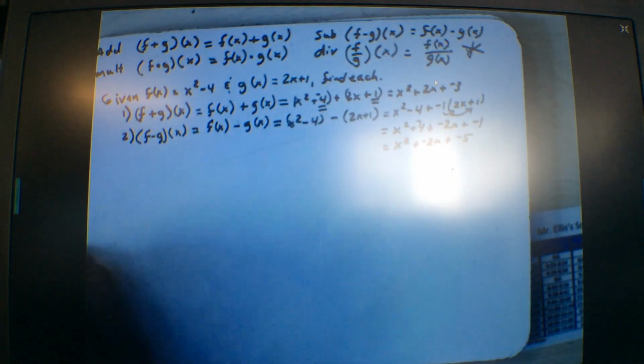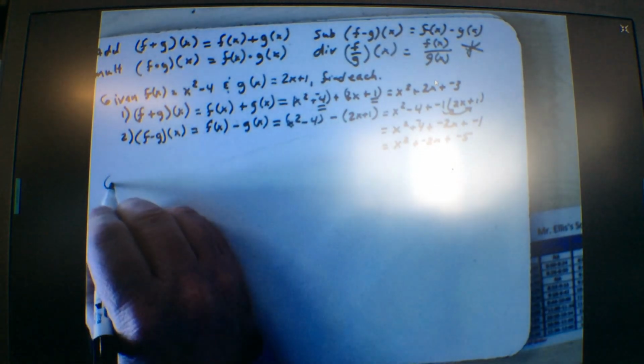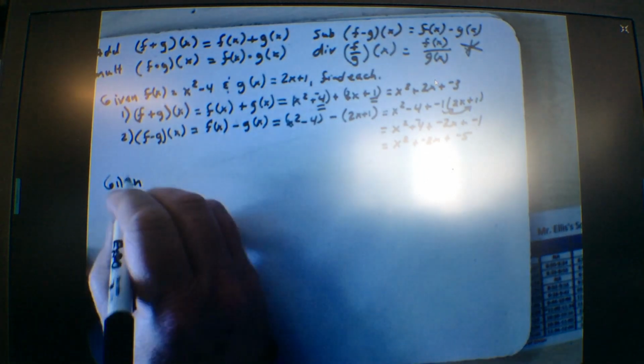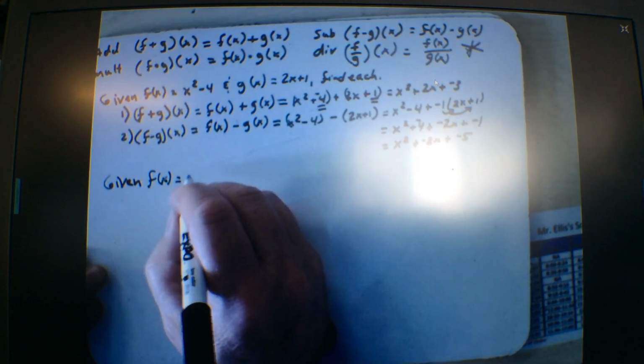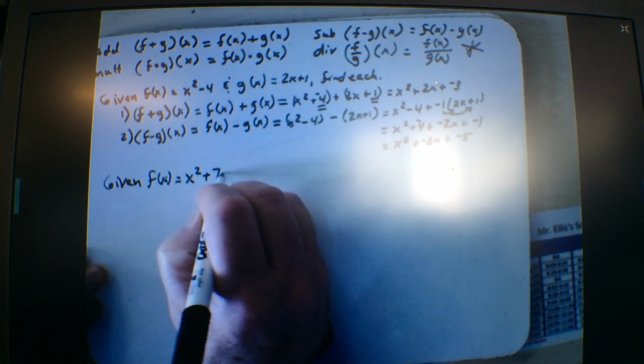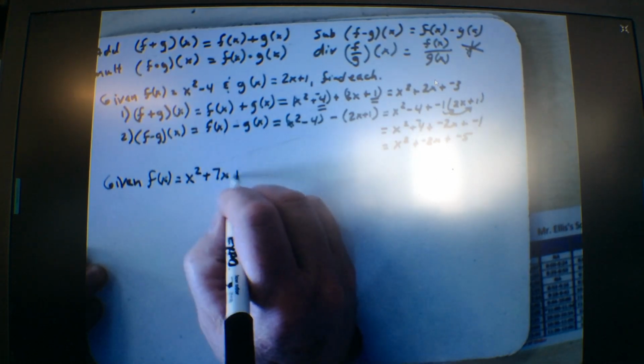That's addition and subtraction, pretty straightforward. Carly, you understand that? Okay. Now, let's do given f of x equals x squared plus 7x plus 12.